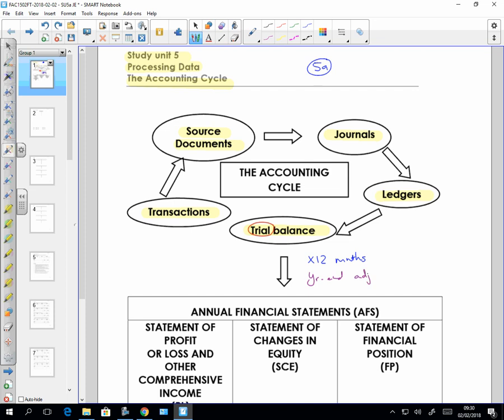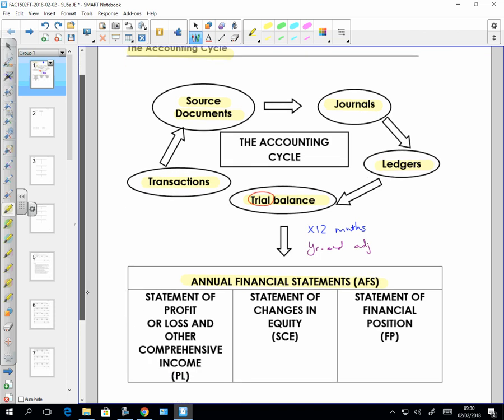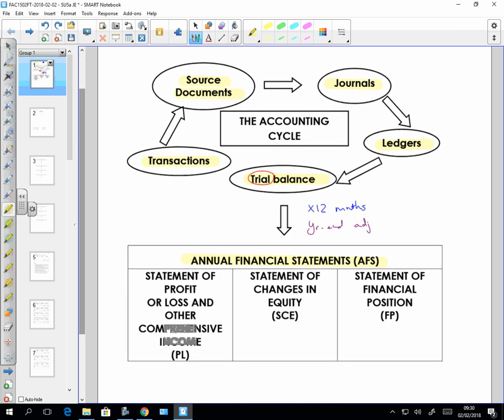because we need to tweak certain things, and then we're going to prepare my financial statements, which I'm going to abbreviate AFS, annual financial statements. And here are the names: the statement of profit or loss and other comprehensive income, not just the income statement, not just the statement of comprehensive income. Anyway, so I'm abbreviating that with a PL. We're going to do the statement of changes in equity, and that's SCE. The statement of financial position, which is FP. So this is an overview of pretty much the entire syllabus for FAC 1503 and 1501s.